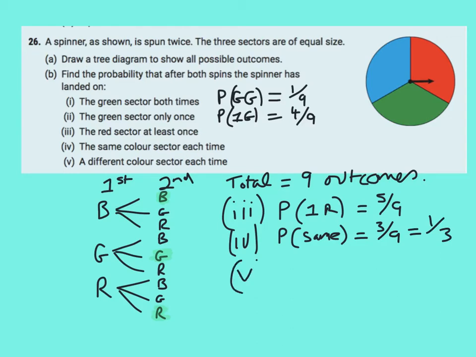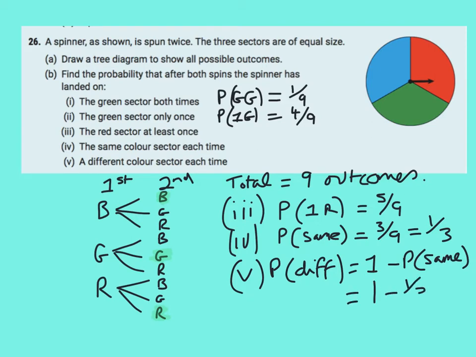Very last question then, we have a different colour each time. So if we know the P of the same, the P of different is going to be equal to 1 minus the P of the same, which is going to be 1 minus a third, which is 2/3. Okay, so that's our homework.